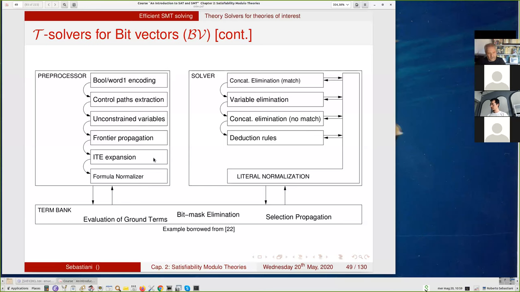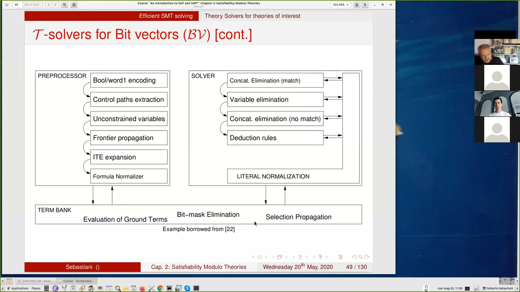This reduces significantly the search space. Frontier propagation is understanding again what is the frontier between data and input. Then there is expansion, another normalization of the formula. So this all builds on the term bank, and this gives a simplified version. Then you can do lots of things like eliminating concatenations by just renaming, variable elimination. If you have equivalences, you can drop the intermediate equivalence. Elimination of concatenations, so just treat them directly. You can apply deduction rules, and so on.